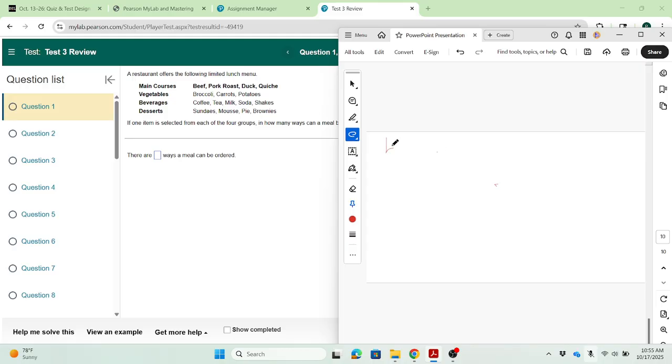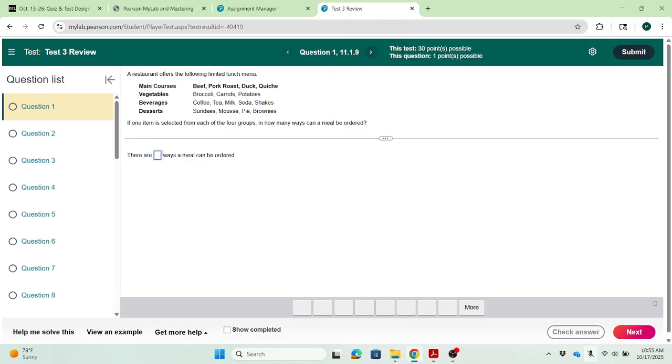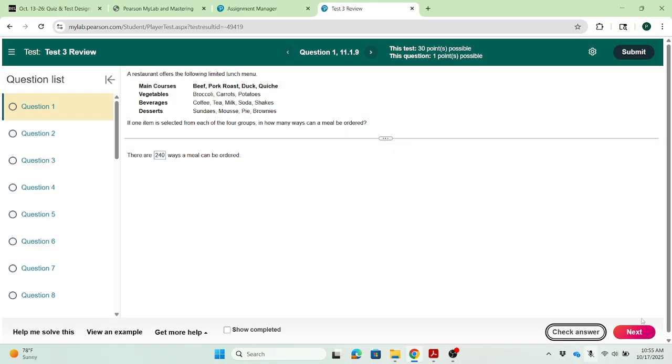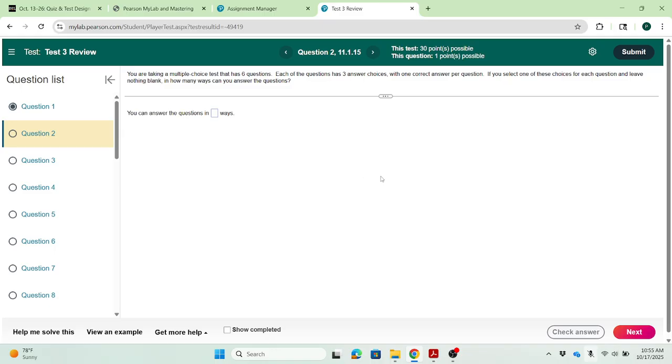From the first group, it's 4. From the second one, vegetables, 1, 2, 3 items. From the third one, 1, 2, 3, 4, 5 items. And from the fourth one, 1, 2, 3, 4 items. Just multiply this: 4 times 3 times 5 times 4 is 240 different ways we can order items. You just have to multiply the number of ways you can order from each group.